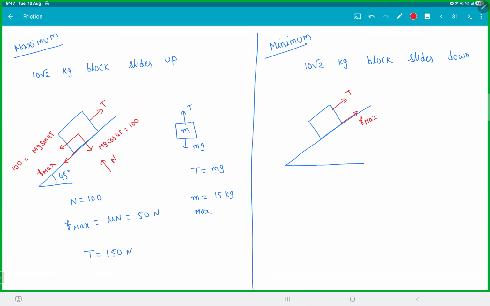You're getting what is happening? The friction is changing its direction. This is 100. Normal reaction, this is 100. Same story, F max will be 50. In this scenario, we will get tension is equal to 50 newtons, which is equal to small mg. So we get M is 5 kg. This is your minimum value. So anything less than 5 kg, the block will go downward. Anything greater than 15 kg, the block will go up. That means anywhere between 15 to 5, you are safe. So you get a range of values.